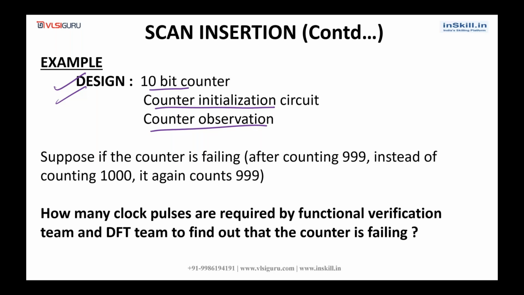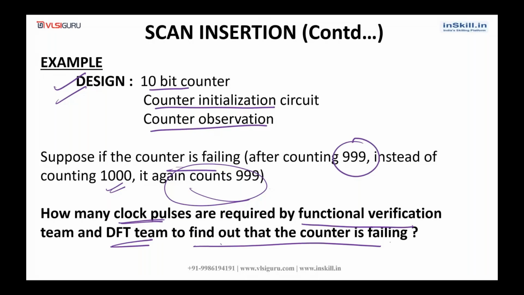So suppose the counter is failing. Say for example, after counting 999, instead of counting 1000, it is again counting 999. So the counter is failing. Try to see how many clock pulses will be required by the functional verification team and how many clock pulses will be required by the DFT team in order to find out that this counter is failing.